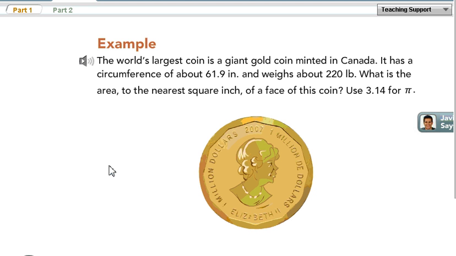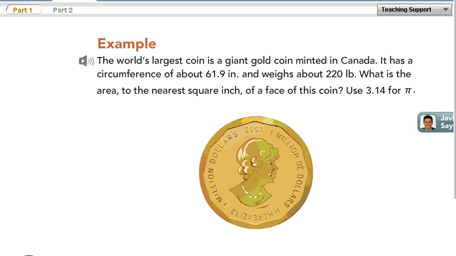The world's largest coin is a giant gold coin minted in Canada. It has a circumference of 61.9. Remember, circumference is the distance all the way around it, and it weighs about 220 pounds. What is the area to the nearest square inch of the face of this coin? We're using 3.14 for pi.